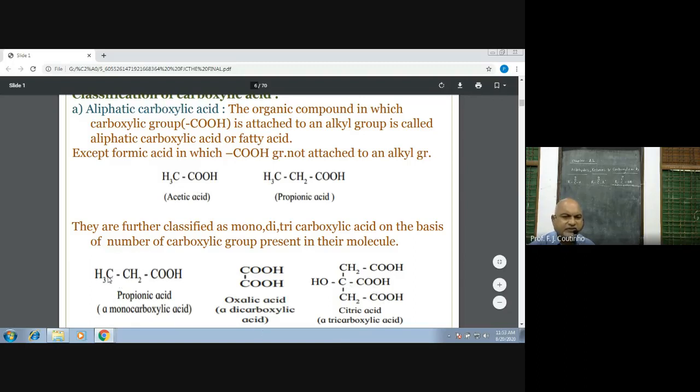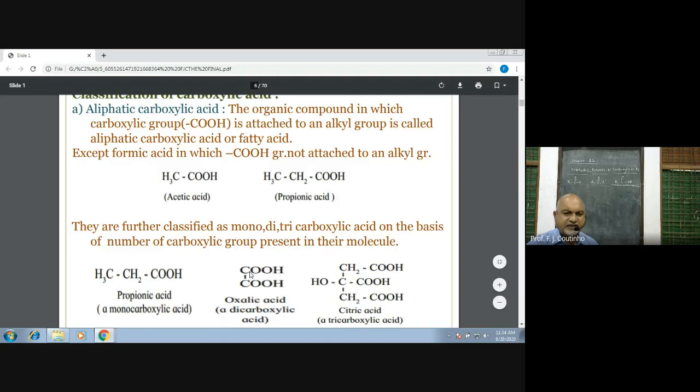Now, what is this? First, propionic acid. Why propionic acid? There is one carbon, second carbon, and third carbon. There is only one carboxylic group, and that's why it is known as propionic acid. We call it alpha monocarboxylic acid. Mono is one, because there is only one carboxylic group attached to this ethyl group, and that's why it is called alpha monocarboxylic acid.